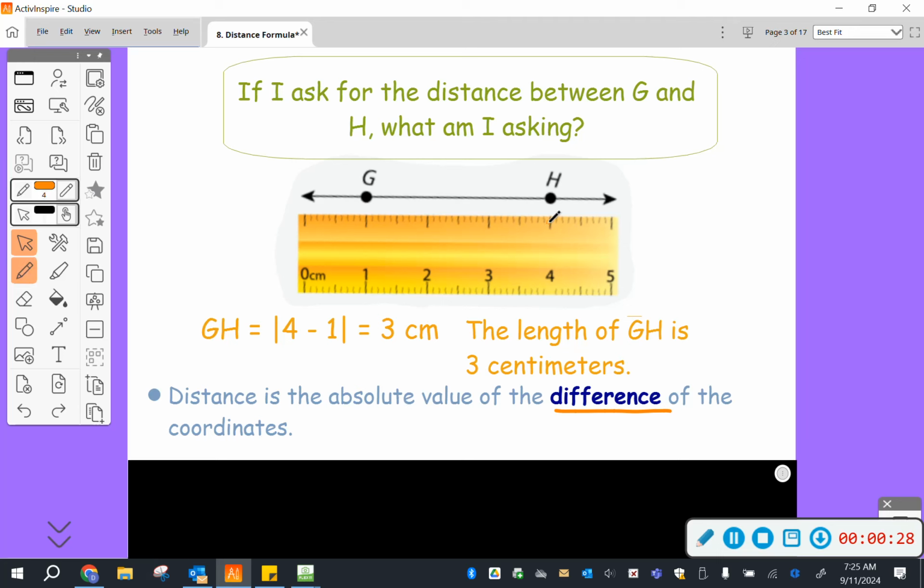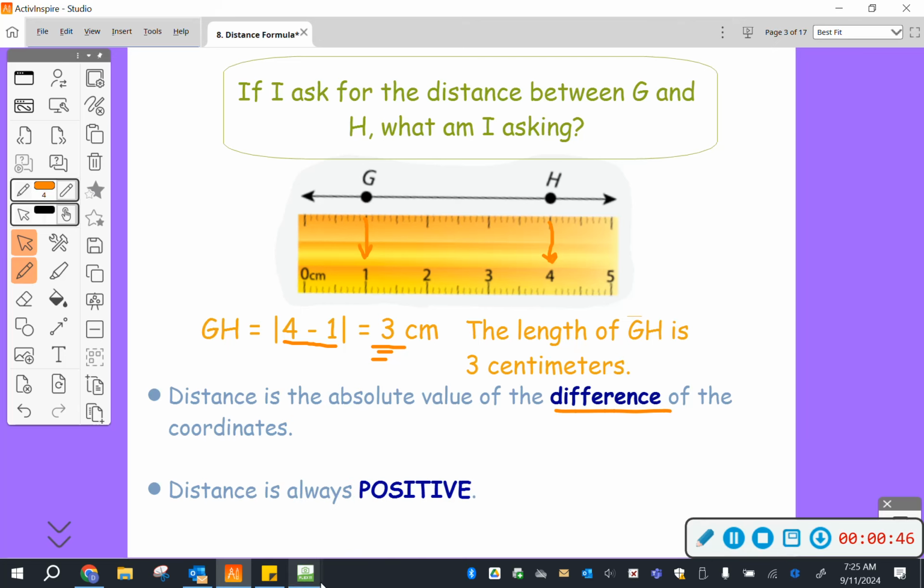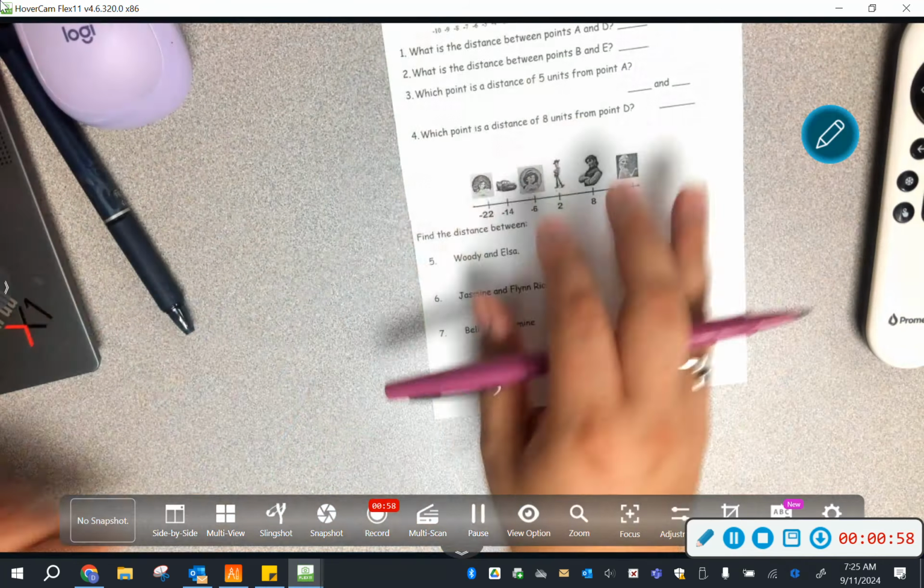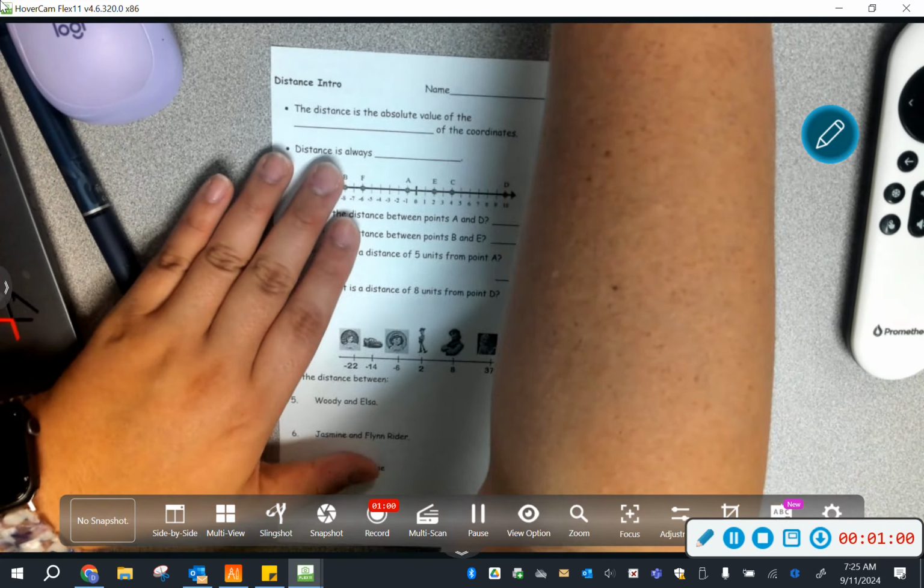Do you see how this one is at 4? Yes. Do you see how this one is at 1? Yes. What is 4 minus 1? 3. So you could also do this mathematically instead of counting. Like, what if I didn't give you the ruler to count and I just told you where they were? All right, so please fill that out. Distance is always positive. So it's the absolute value of the difference of the coordinates, and it's always positive.